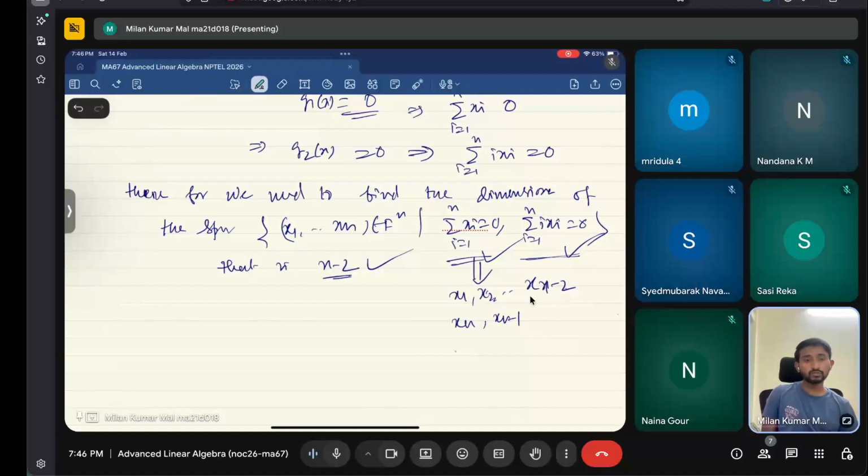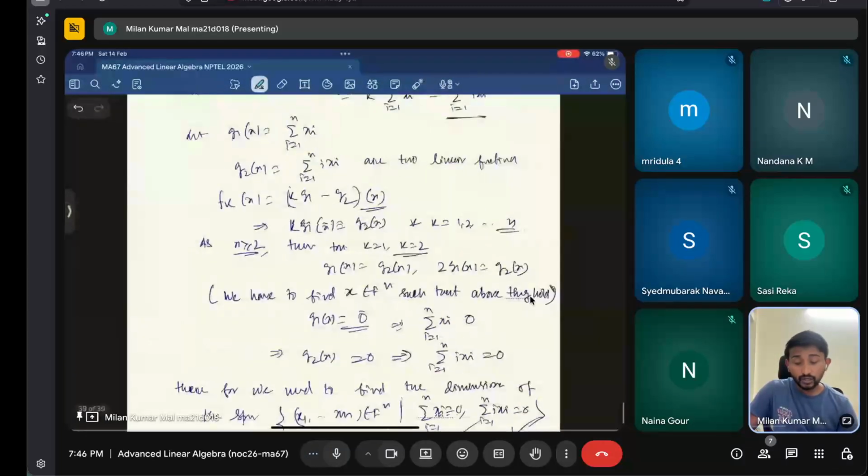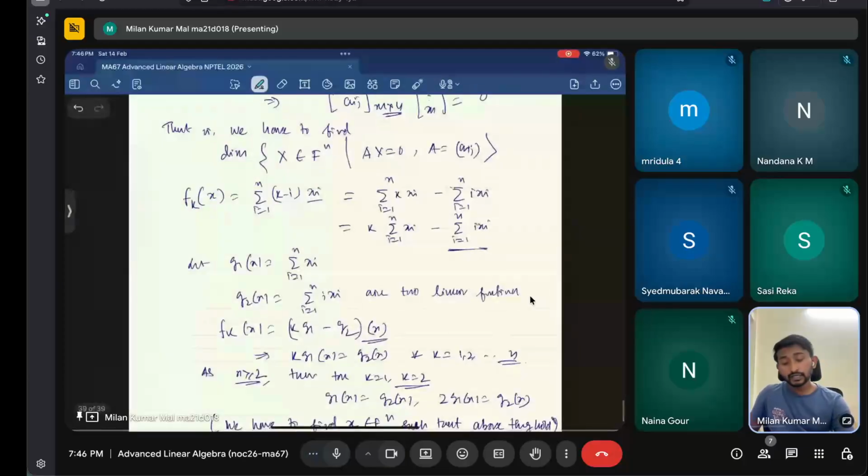So that means for the solution, you need the linear independence for these n minus 2 values. So this dimension is n minus 2, and that is actually the kernel space. This is another fact I am trying to explain: you have to find all those x for which fk(x) is equal to 0.